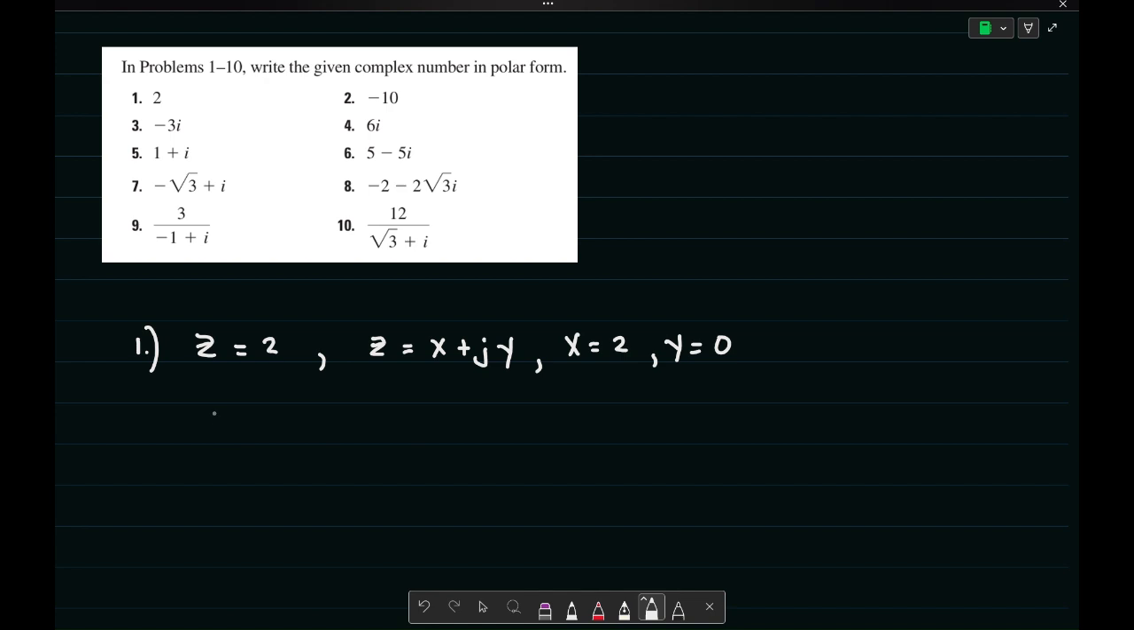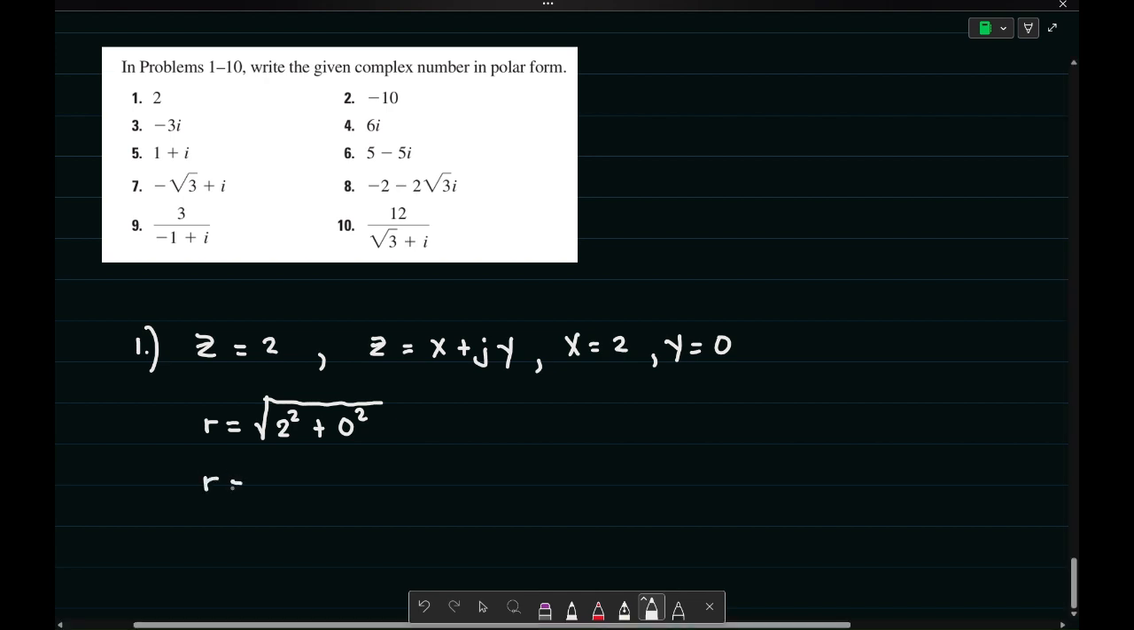To find the magnitude, we have r is equal to the square root of 2 squared plus 0 squared. Then r is equal to the square root of, sorry, that is wrong. That is the square root of 4. Let's write this as 4. Then we will have r is equal to 2.